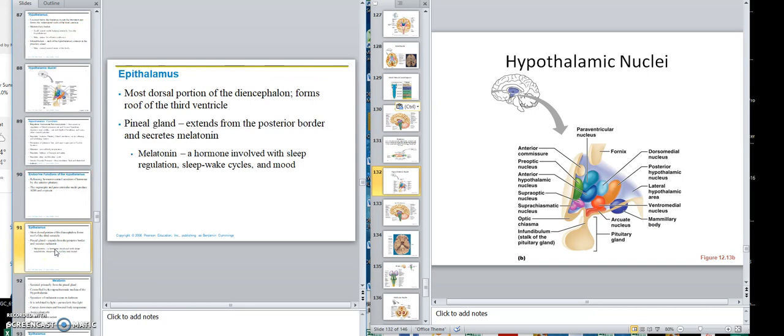The epithalamus is where your pineal gland is. Now, a lot has been worked on with the pineal gland. It extends from the posterior, and it produces something called melatonin. Melatonin is a hormone involved in sleep regulation, sleep-wake cycles, and mood. In darkness, you produce more of this. Okay, that's the epithalamus.